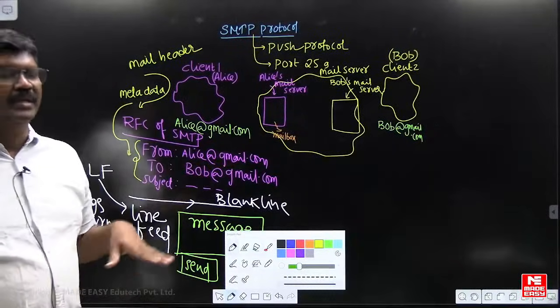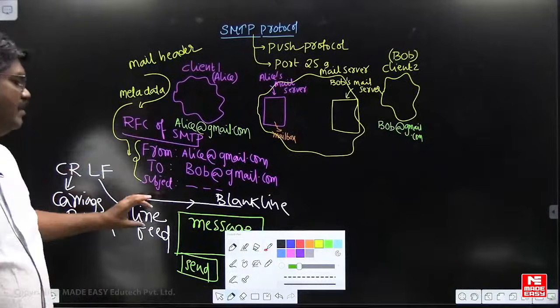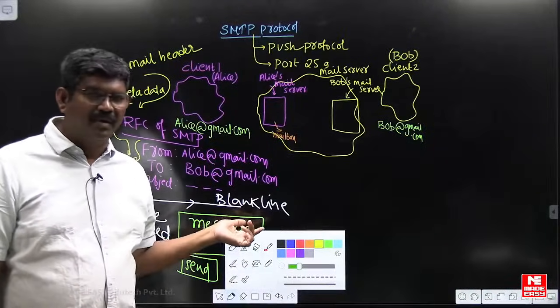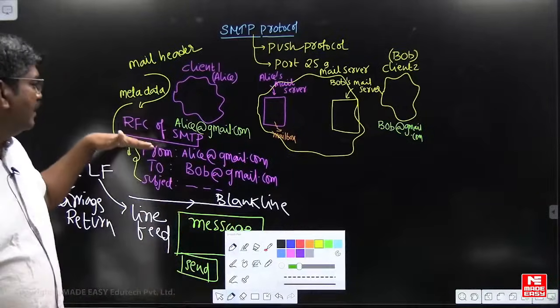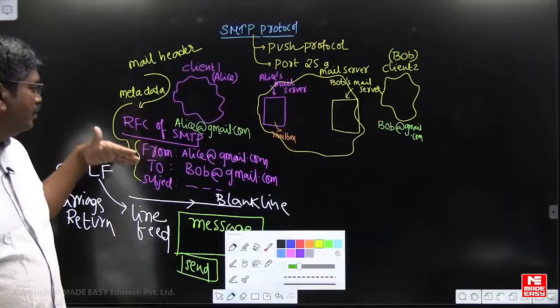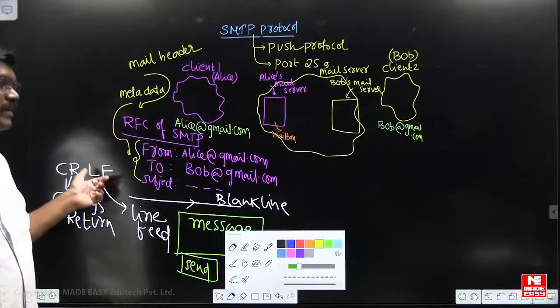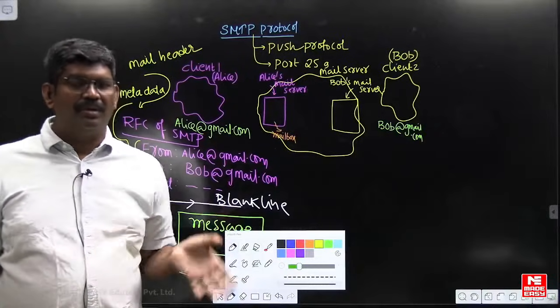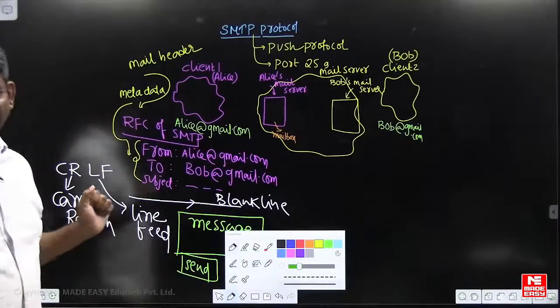What is another question they can ask you? The header and the message will be separated by the blank line. Another question they can ask you: for every from and to line, there will be a carriage return line feed. This question also they can ask in 1 mark questions, so that you should not lose the 1 mark. There are such questions they can ask.